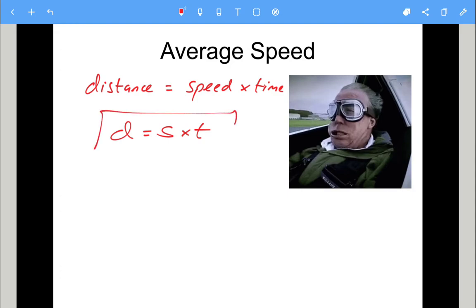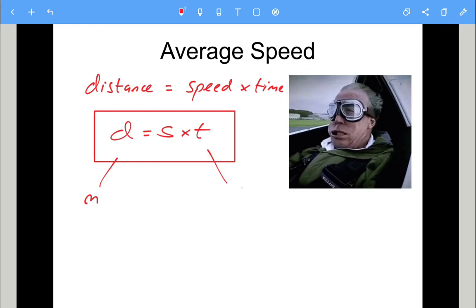Let me just attempt to put a box around this. There we go. So distance will typically be in meters. Could be in kilometers, you might have to convert it. Time would be in seconds. Speed, meters per second. So if you want to write that down, we'll do a few examples. I'll show you how to rearrange it and stuff. It should be pretty straightforward.